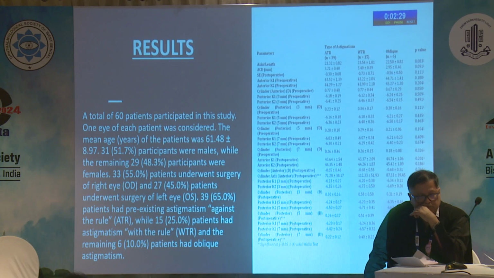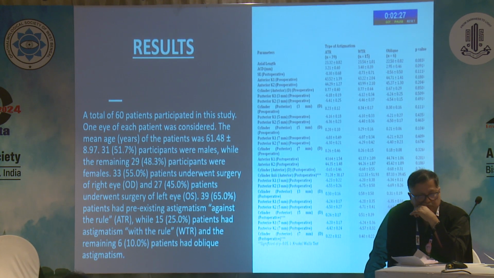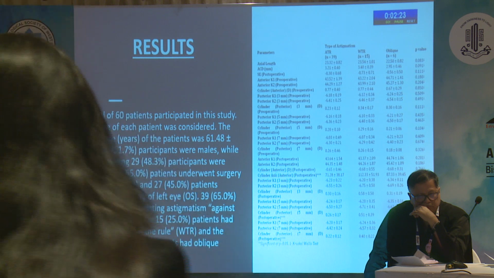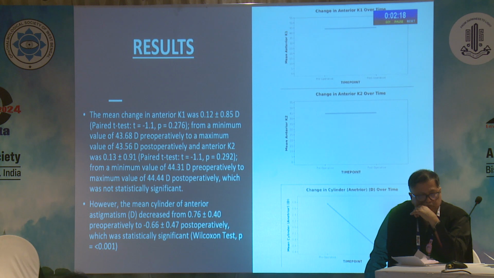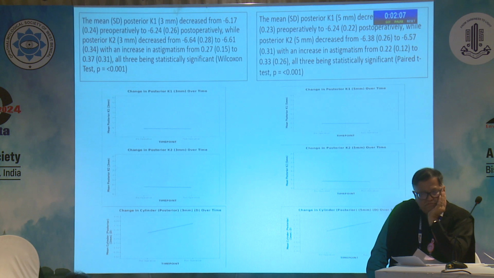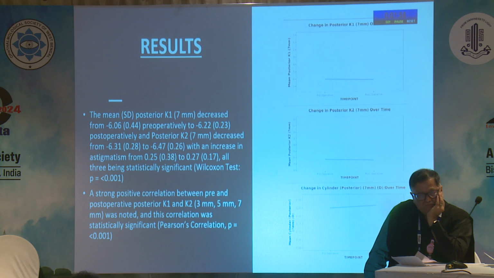Out of the 60 patients, the average age was 60 plus, and mostly male patients were there. Out of them, 39, that means 65% of patients, had pre-existing against the rule astigmatism. The overall result which we saw was that there was no significant decrease in the anterior corneal keratometry, whereas there was a decrease in the anterior corneal astigmatism. Whereas when we saw the posterior corneal curvature, at the focal points 3 mm, 5 mm, 7 mm, there was a decrease in the keratometry values. However, there was an increase in astigmatism.